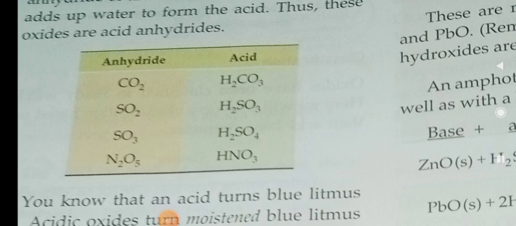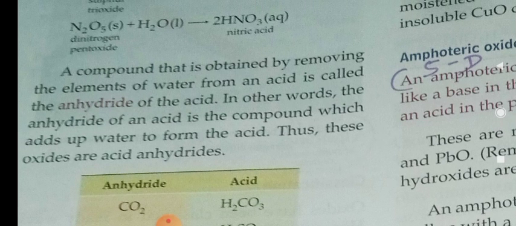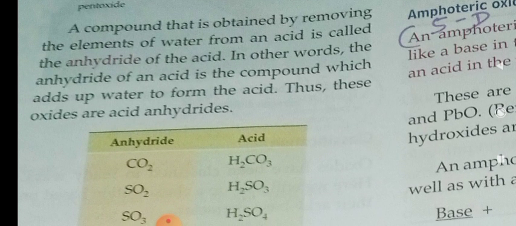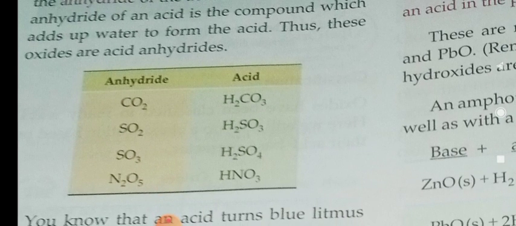Now acidic oxides. Acidic oxides are the oxides of non-metals and are acidic in nature. They dissolve in water to form acids, so they are anhydrides of acids. What does anhydride mean? An anhydride is a compound obtained by removing the elements of water from an acid. When you remove the water from the acid, that product is called the anhydride of the acid. Look here, H2CO3, carbonic acid. Its anhydride is CO2, carbon dioxide.